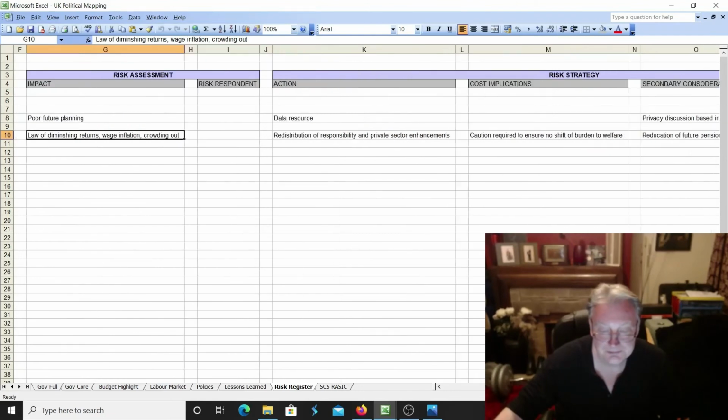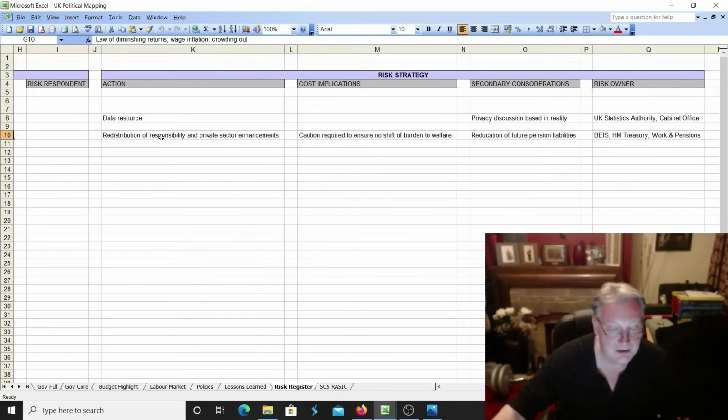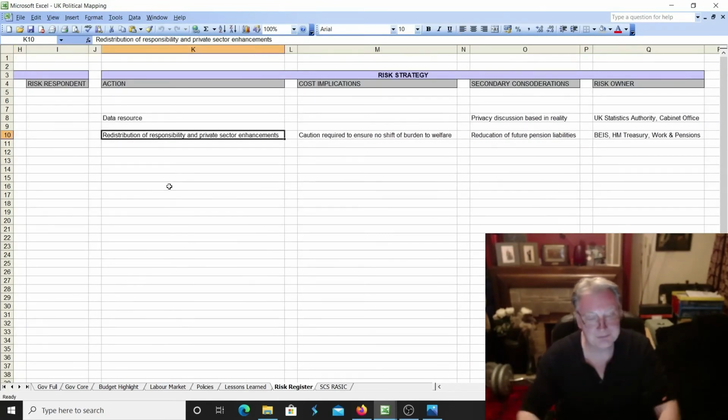So, the actions that are required to resolve that: there does need to be that level of redistribution. As much as people will not like the term austerity, it's not really austerity as such, and I'm amazed it hasn't taken place already.